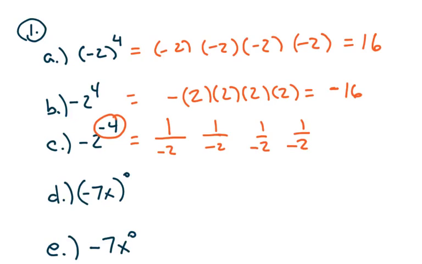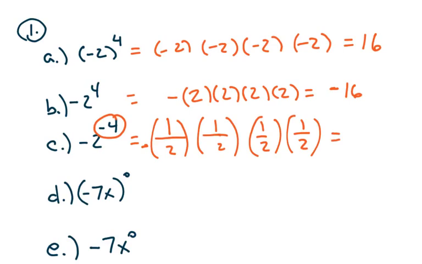So my next question to you would be, is what I wrote just now correct? And I would hope that you would say, no, it actually is not correct, because, like in the previous example, this is not in parentheses. So that means I'm going to raise 1/2 to the 4th, or multiply 1/2 by itself 4 times, and then multiply by a negative. This would end up giving me negative 1/16.